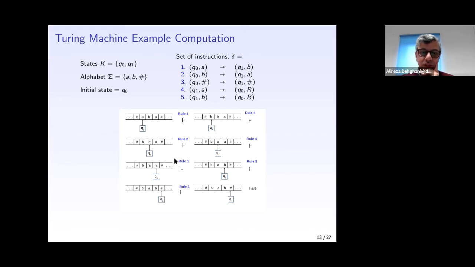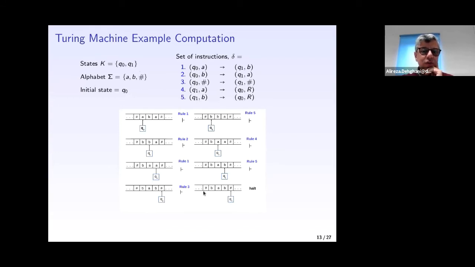I'm in Q0 and see a blank. I will go to Q1 and not change it, I mean overwrite the blank. So I will go to Q1, not move, and stay on the blank. Then Q1, blank. As you can see, there is no instruction that tells us what to do if I'm in Q1 and see a blank. So I halt. So the string is accepted. This machine accepts this string.